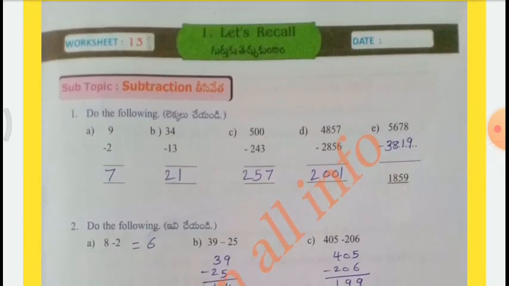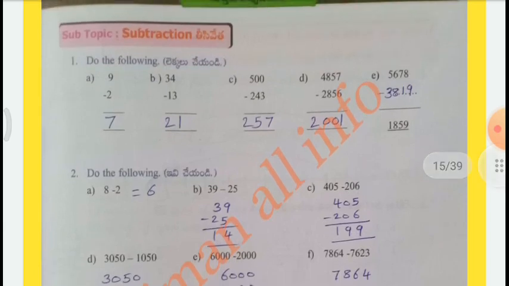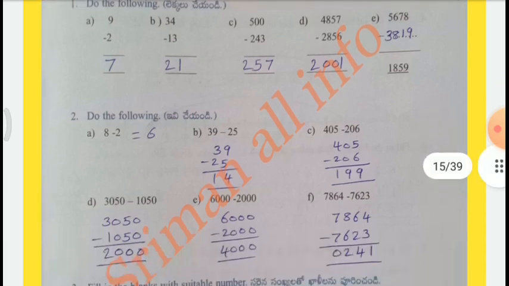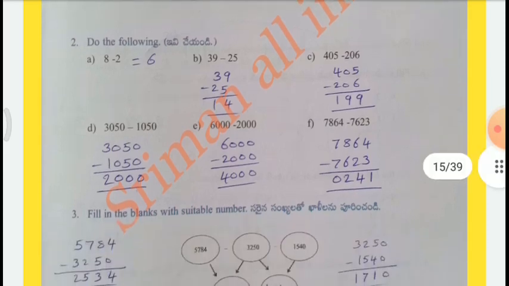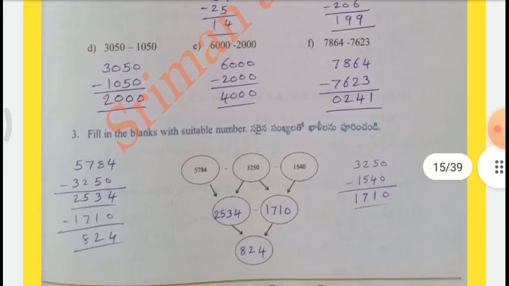Worksheet 13. Subtopic subtraction. Do the following. 9 minus 2, 7. 34 minus 13, 21. 500 minus 243, 257. 4857 minus 2856, 2001. 5678 minus 3819, 1859. Do the following. 8 minus 2, 6. 39 minus 25, 14. 405 minus 206, 199. In the same way, do these subtractions.